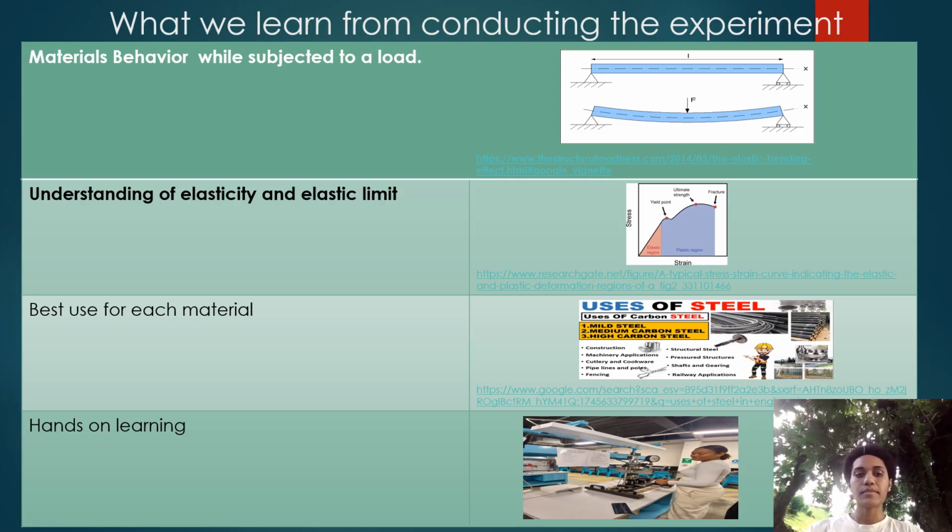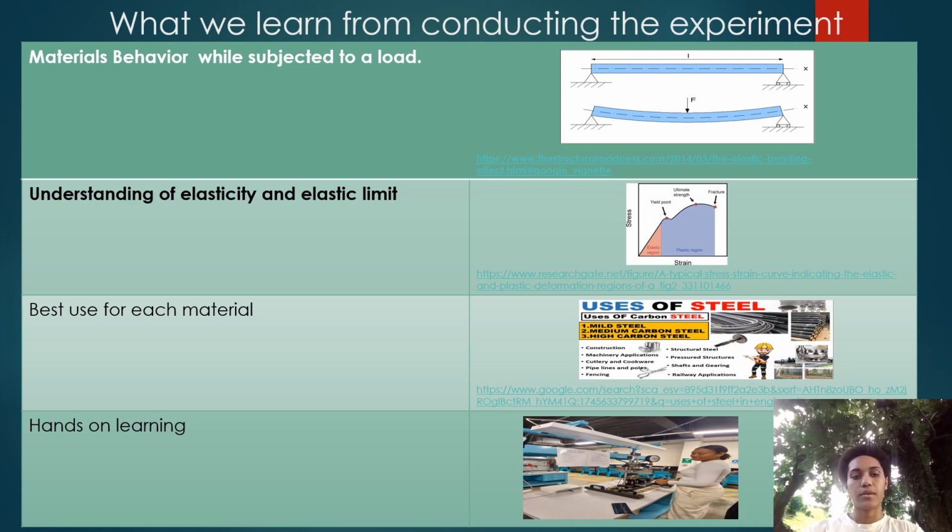Next, understanding of elasticity and elastic limit. Elasticity means the material can return to its original shape after being bent. The experiment shows where the limit is, which can be seen from the graph. This is how we determine how strong the material can be.